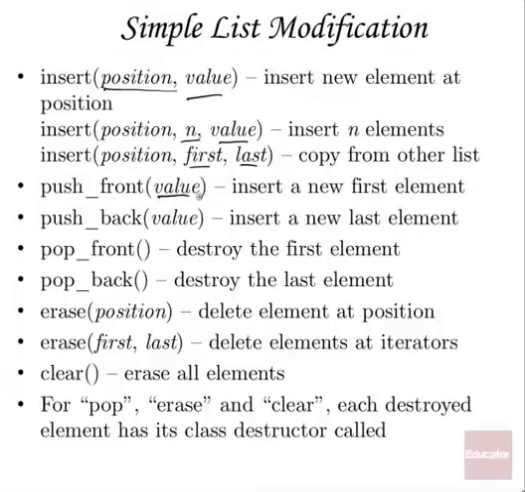We can push a value to the front. We can push a value to the back. We can pop front, which destroys it. And note, pop does not look at it and then destroy it. Pop grabs it and destroys it. So if you need to look at it, call front first. Same thing with back. Erase goes to an iterator defined by this position and deletes that element.